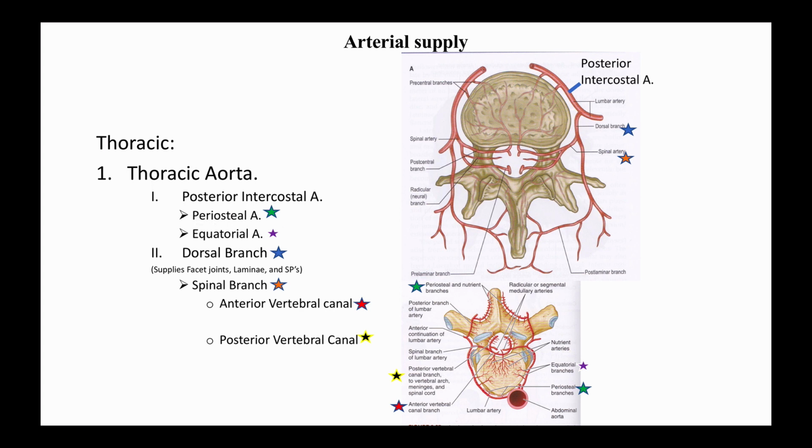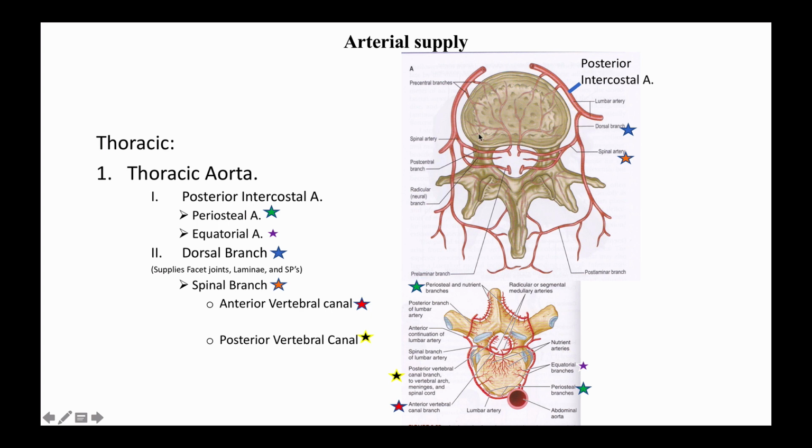And then the equatorial artery will be supplying the vertebral body itself. If we look up here, we can see our posterior intercostal artery. That's basically just going to be a branch coming off of the thoracic aorta, and then that will go forward to branch off into some of these that are going to the actual vertebral body. And then you also have the dorsal branch, which is further here.